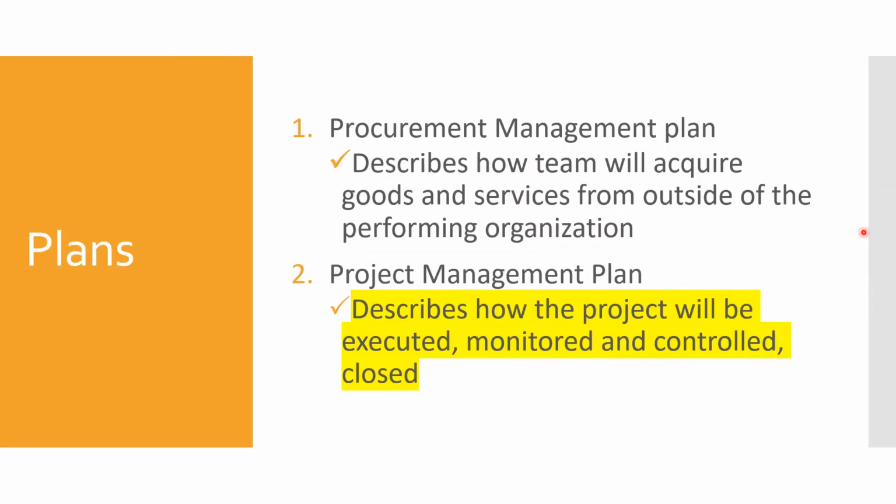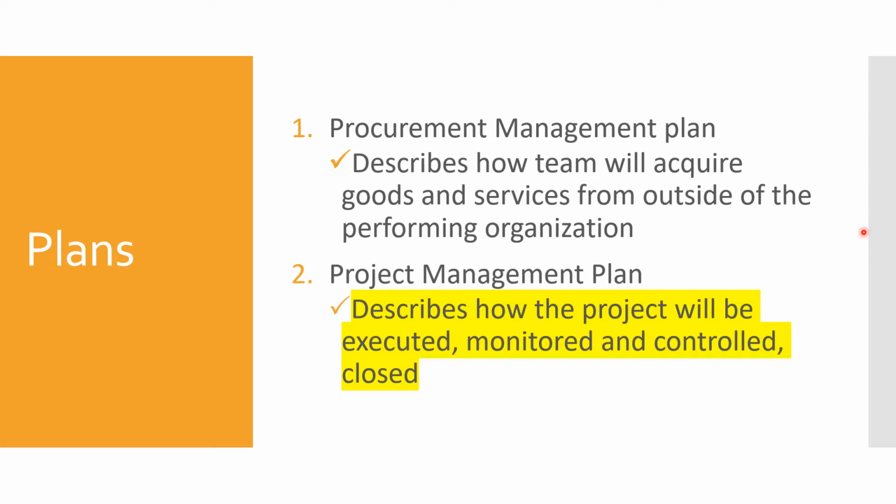The fifth plan is the procurement management plan. It talks about how the team will acquire goods and services from outside of the performing organization. So how do I procure from the vendors? What is the process? What is the vendor evaluation process? How would I do the bidder conference? All that information will be captured here.